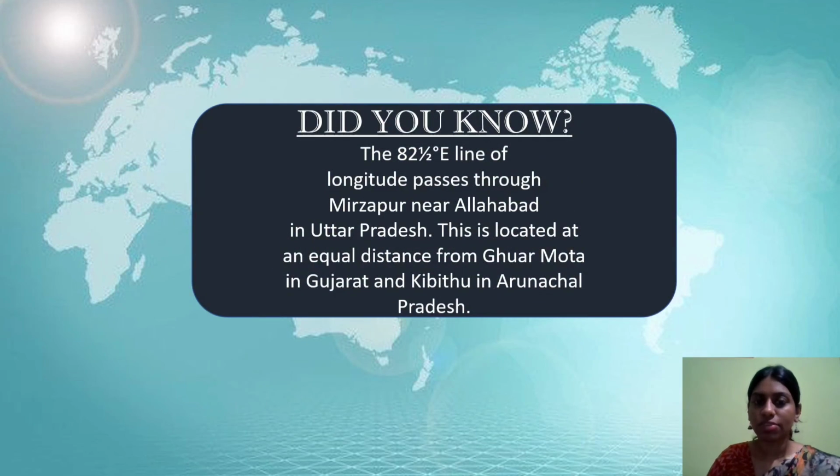So here is another fact: that 82-degree line, the standard meridian, passes through a place called Mirzapur near Allahabad in Uttar Pradesh. This place is located at an equal distance from Guhar Mota in Gujarat and Kibithu in Arunachal Pradesh.